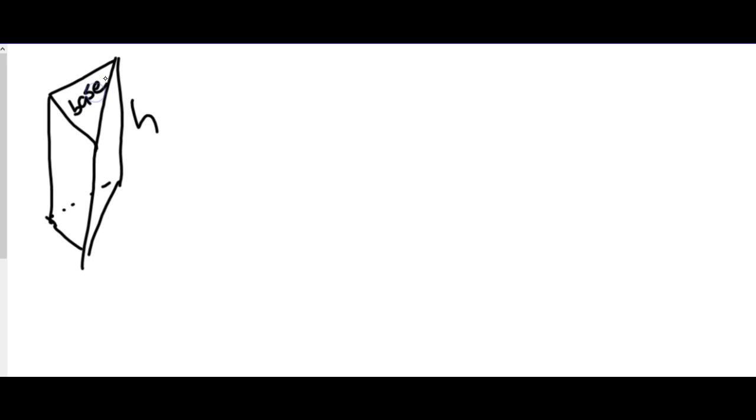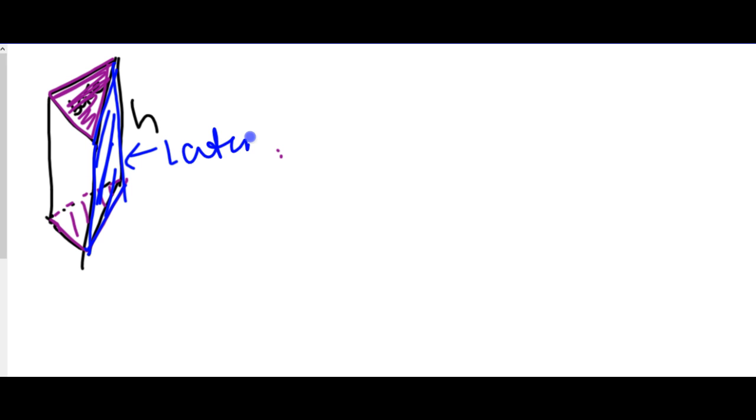So a base is the entire triangular piece here at the top. This would be one of the bases of this prism. And then the other base is on the opposite side. So everything connecting those bases are called lateral faces. This here is one of our lateral faces. And the lateral faces are always rectangles when we're working with prisms.